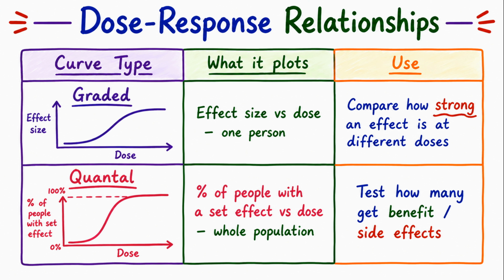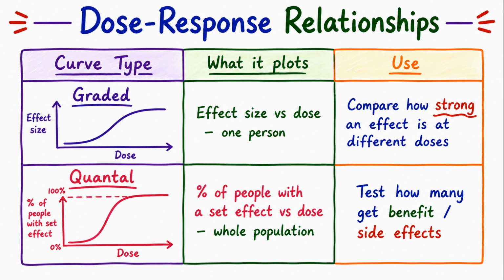Let's get straight into dose-response curves. Just the high yield points, no extra detail. There are 2 key curve types you need to be able to tell apart. First, the graded curve. This plots effect size against dose, but for one single person or one system. So as you increase the dose, you're watching how much stronger the effect gets in that one individual. This is what you'd use to compare how strong an effect is at different doses. It gives you a smooth, continuous curve.